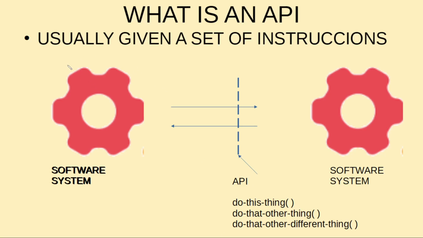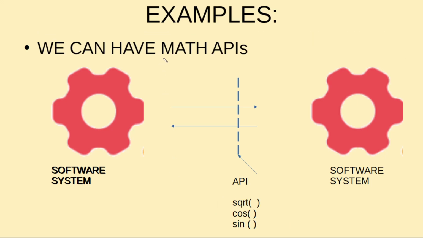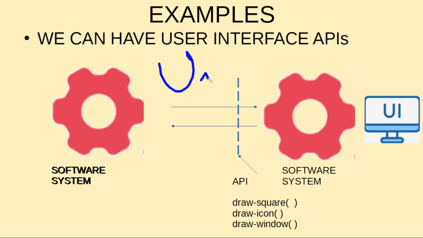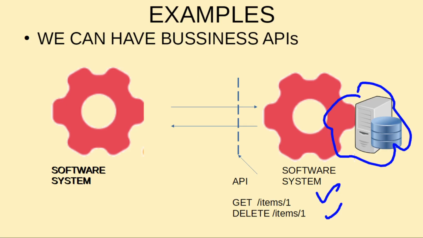An API is usually documented and given as a set of instructions. For instance, an instruction that does something and another instruction that does something else. Let's say that we are using a mathematical API, so the instruction set could look like this, or maybe we're using a user interface API where the other software system is helping us draw stuff on the user screen. The API can look like this, or maybe we are building a business application. In this case, the API may look like this.